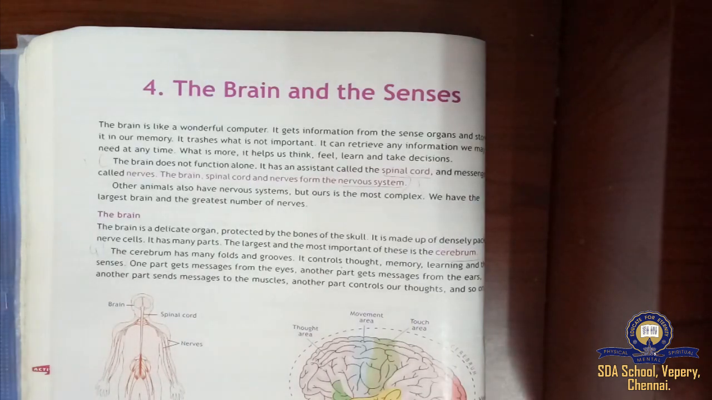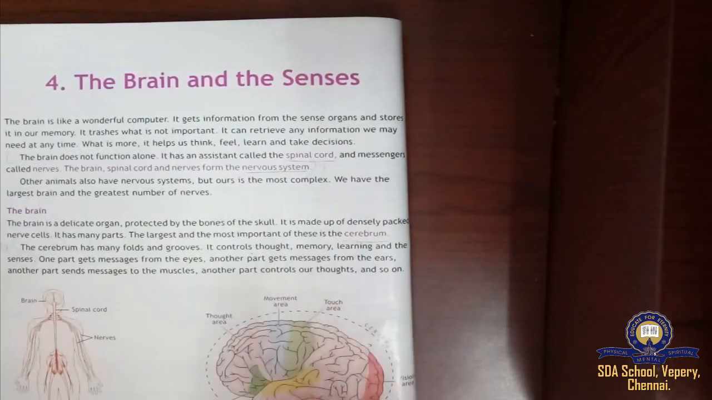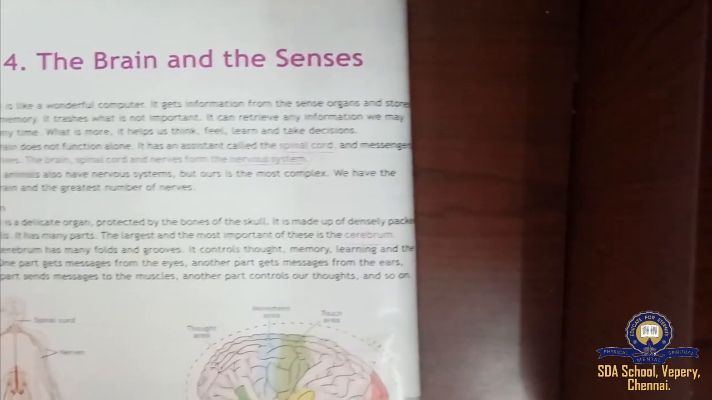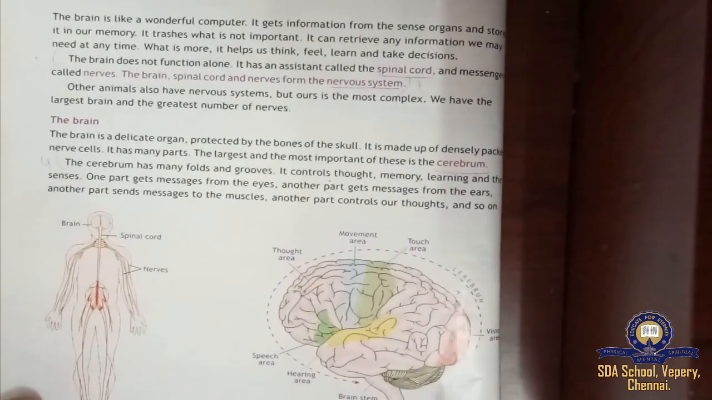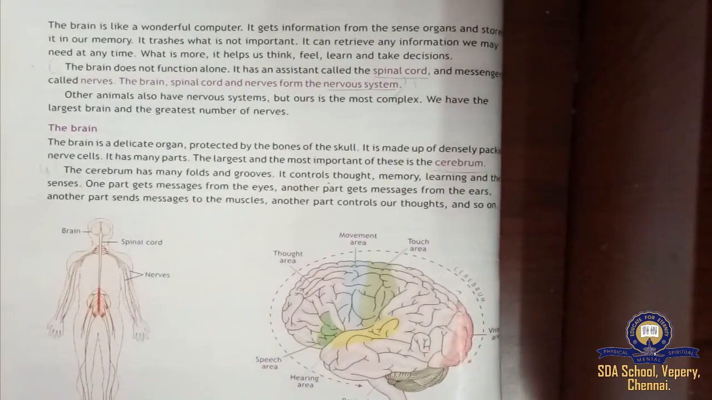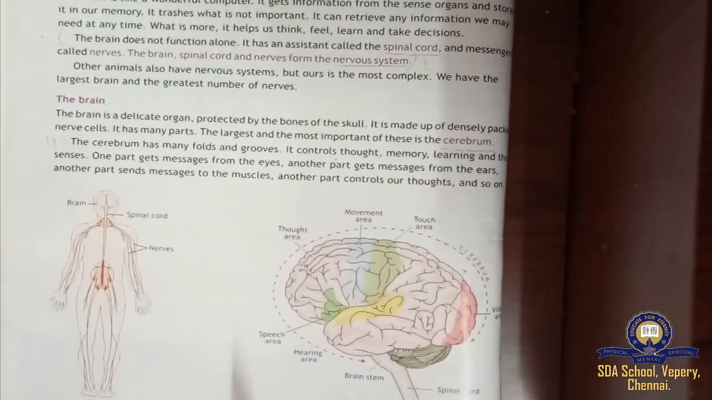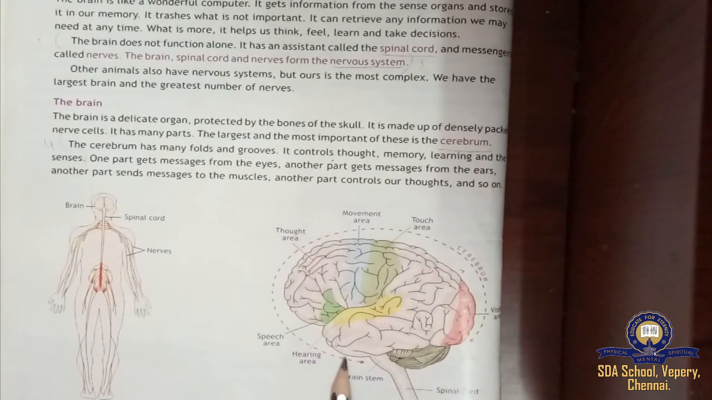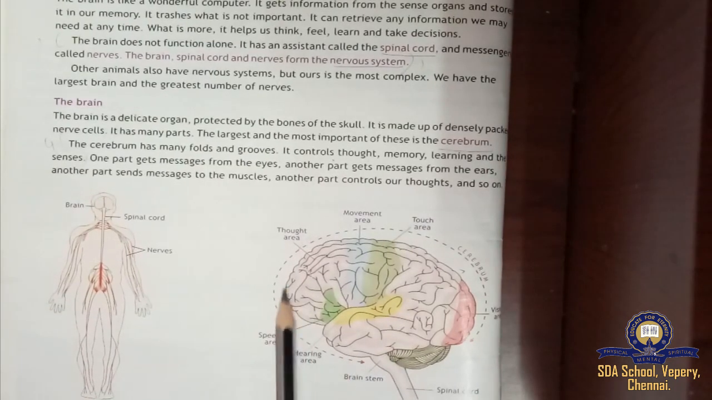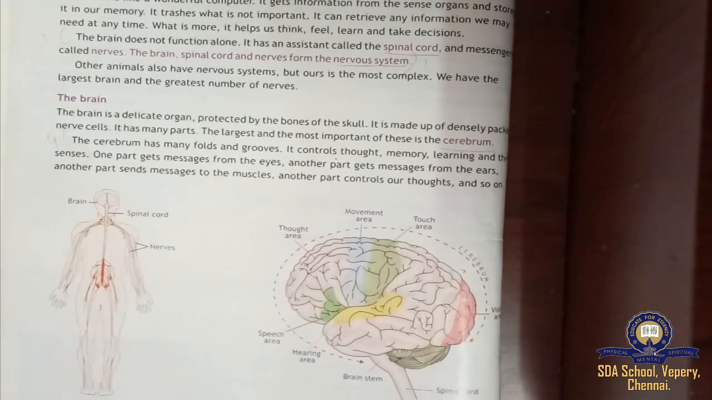The brain has many parts. The largest and the most important part of these is the cerebrum, right? This cerebrum controls memory, learning, and the senses. We saw this in the last class itself. We saw this picture of the brain, right?